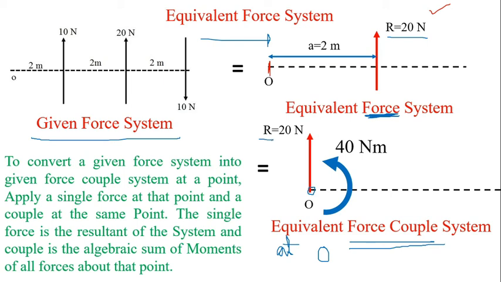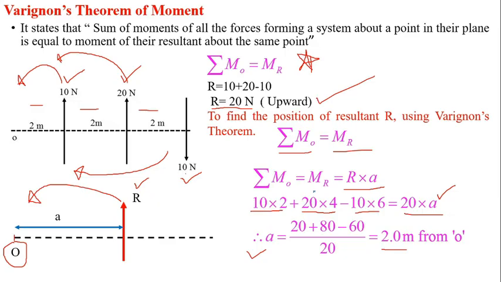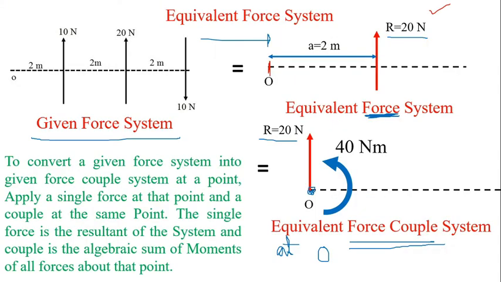So I have determined the resultant 20 Newton and I am applying that resultant at point O, and then apply a couple at the same point. Couple means moment, net moment. So net moment is known to us. What is the net moment? Net moment is equal to 100 minus 60, which means 40. So here I have applied a net moment of 40 Newton meter in anti-clockwise direction at point O, and thus a new system is formed having a force at O and a moment at O. This type of system is called an equivalent force couple system.